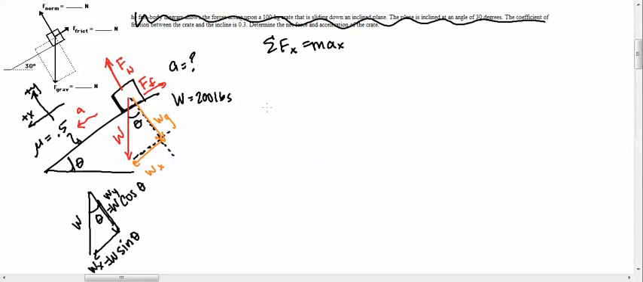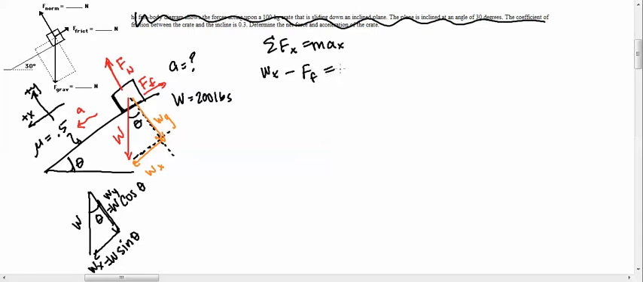If I add up all the forces in the x direction, the two I see are Wx, which is in the positive direction because positive is going to the bottom and to the left, and I also see minus the force of friction.